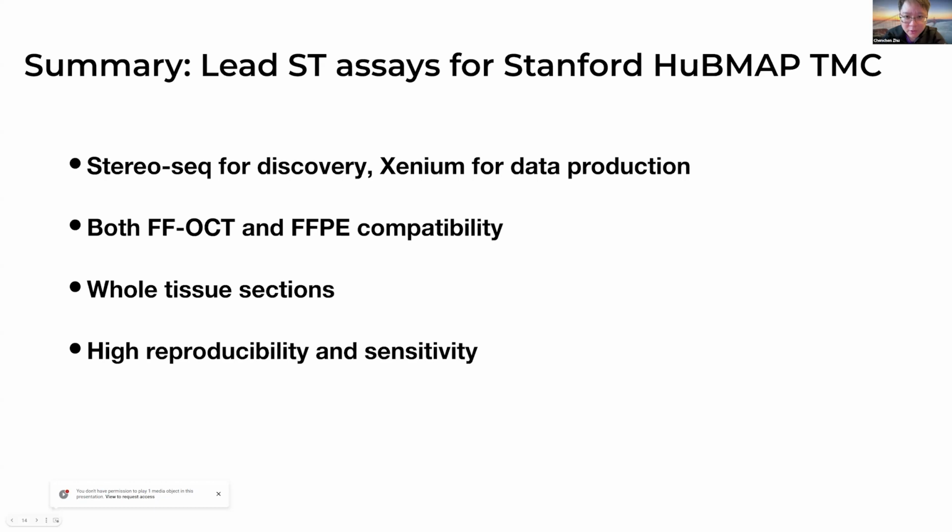And this is a high-level summary. We evaluated these spatial transcriptomics methods, and we have chosen Stereo-seq mainly for discovery because we can do an untargeted survey of all the RNA molecules. And the Xenium, we just showed you, is very good for data production. It's relatively robust and high throughput. These two assays work with different tissue preservation methods, and are good for whole tissue sections. We have evaluated sensitivity, specificity, and all these assays, but I don't want to put all the details here. Happy to take any questions. Next slide, please.